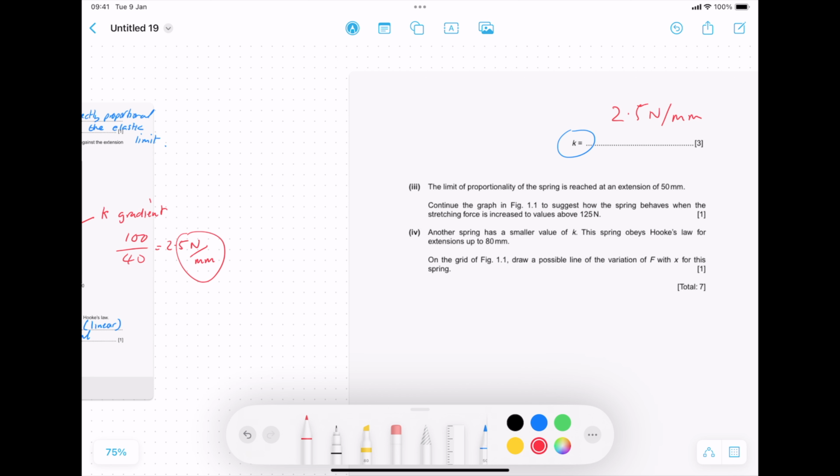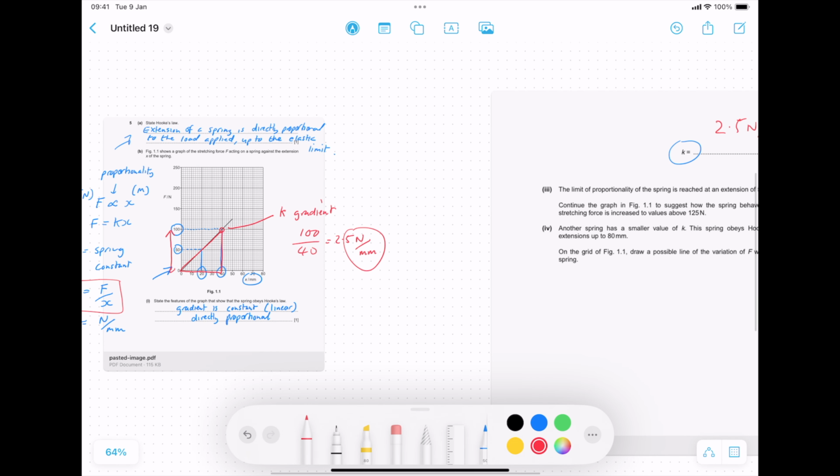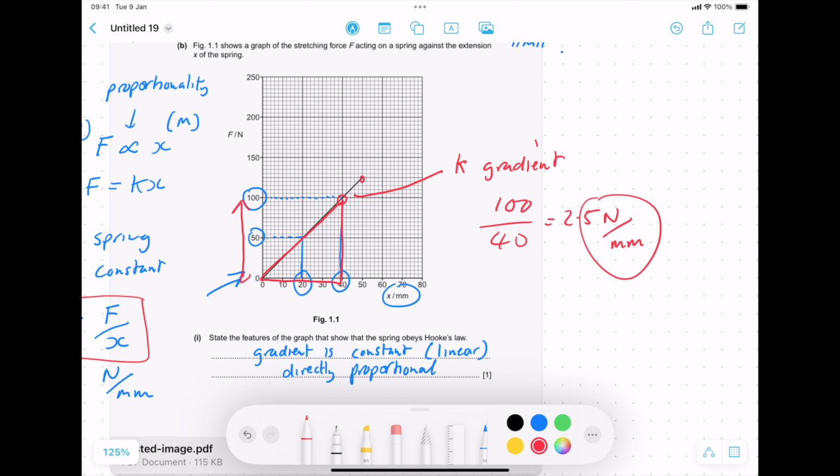Right, the limit of proportionality of the spring is reached at an extension of 50. Continue the graph to suggest how the spring behaves when the stretching force is increased to values above 125. So that means once you go past 50, which is this point here, the spring becomes permanently deformed. So think about this carefully. That means you add a little bit more force and it stretches wildly. So you get a big extension from not much force.